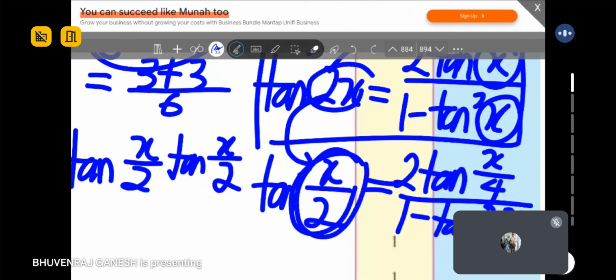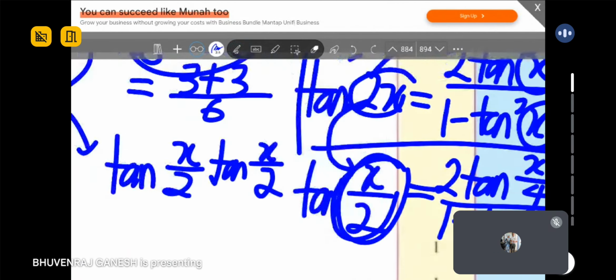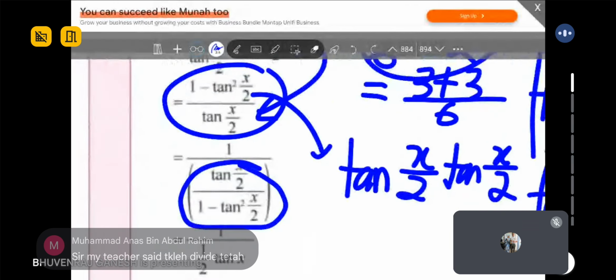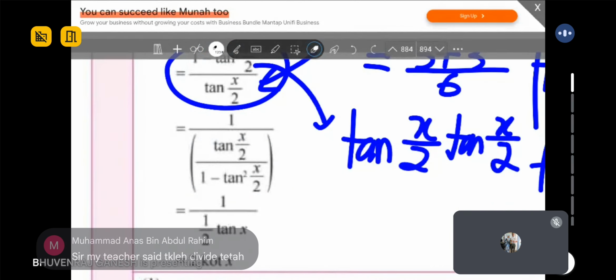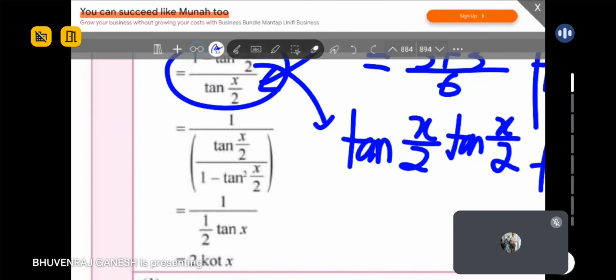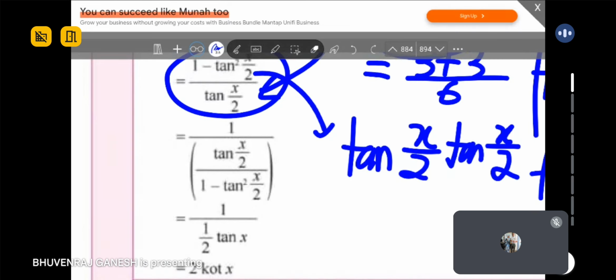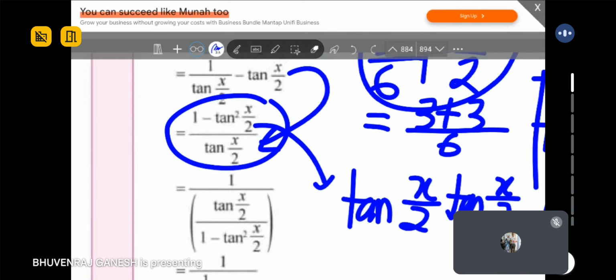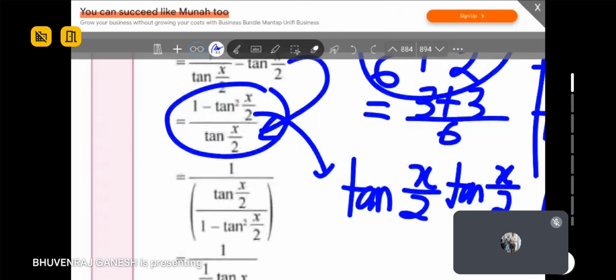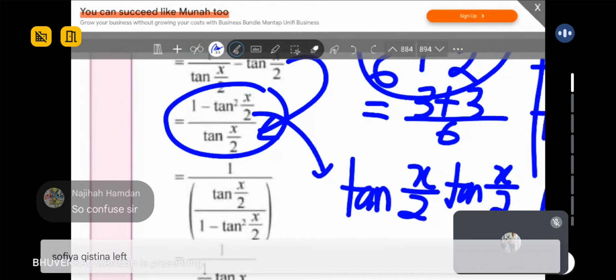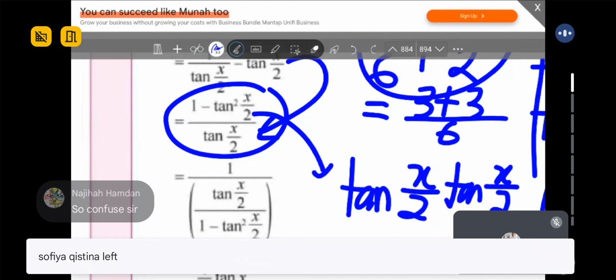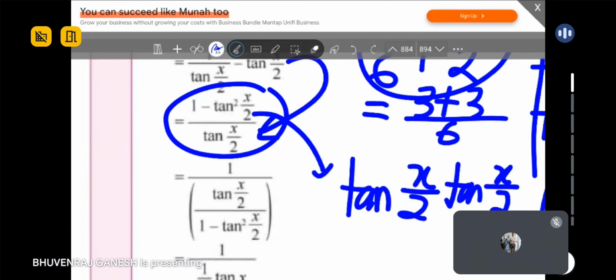If you use this formula, you can also do it. Okay, you can use this concept also. Over here they change it slightly differently. So over here, I think what they do is they change the position only.